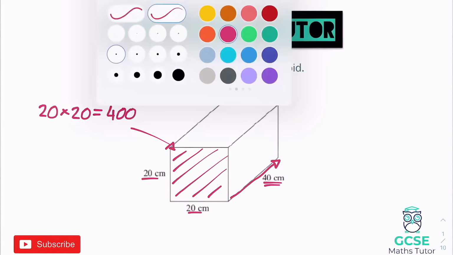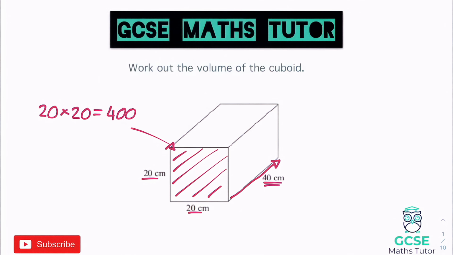So all we're going to do to finish this off, to get our volume, is take the 400, the area of the cross section, and multiply it by the depth, which in this case is 40, and that gives us 16,000, and that will be centimetres cubed. Okay, not forgetting that when we have volume, our units there are going to be cubed. Or potentially when we're looking at liquids, we might have something like litres or millilitres.